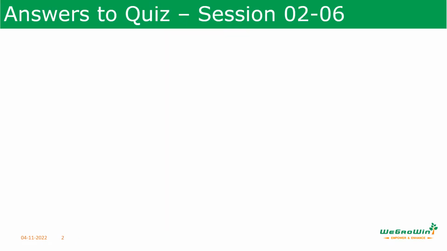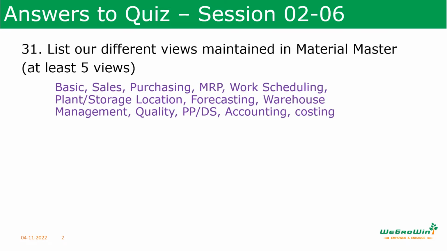Before going into the session, let us see the answers for the quiz we addressed in the last session. List out different views maintained in Material Master. I asked you to give at least 5 views. There are different views, like basic views, sales views, purchasing views, MRP views, work scheduling, forecasting, plant storage location, warehouse management, quality, PPDS, accounting, costing.